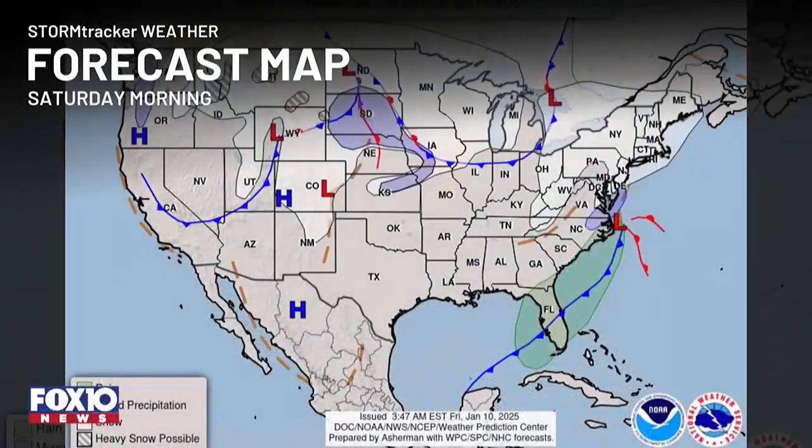Now this low pressure system, to tell you where it's going, we look at the national forecast map put out by the Weather Prediction Center. This low will be off the East Coast by Saturday morning. I'm meteorologist Nicholas Herboso.